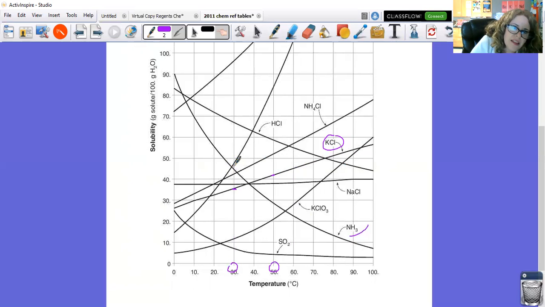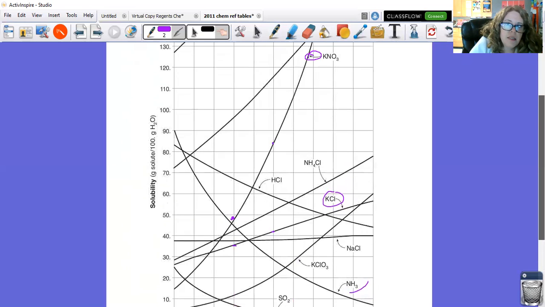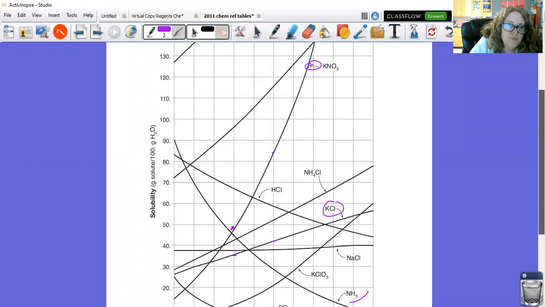Now, if I'm taking a look at this line right here from 30 to 50, I'm going to go from here at 30 to here at 50. So that's, let's say, like 5, 15, 25, 35, a little bit more than 35. So that looks like a pretty good possibility, our potassium nitrate.